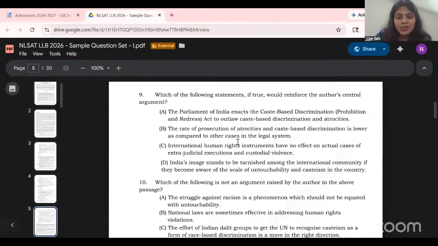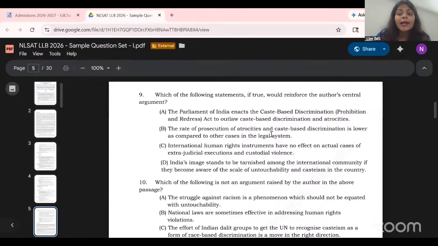All right. We'll skip B for now. Let's come to option C. Option C is talking about international human rights instruments having no effect. So if it does not have any effect, there's no point of recognition. All right. Option D is stating that India's image will be tarnished. So again, no, not supporting the author's argument.